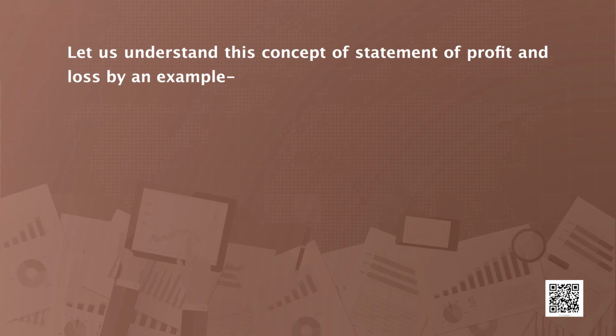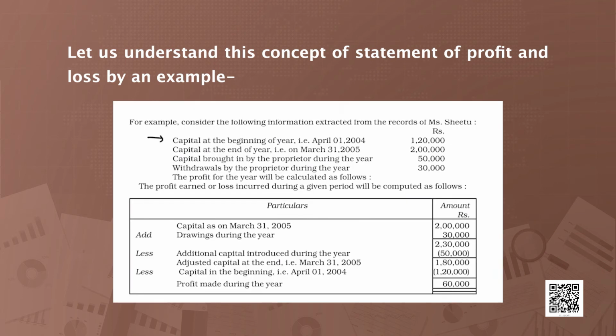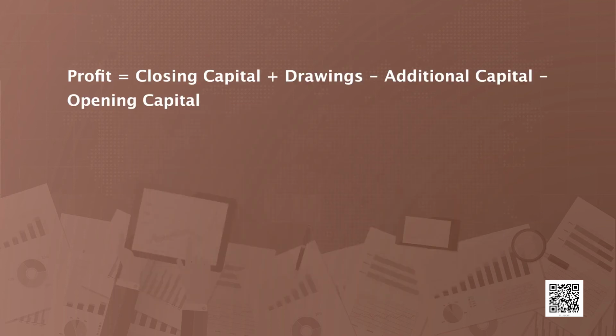Let us understand this concept of statement of profit and loss by an example. Here we go. Capital in the beginning of the year, that is your opening capital, 120,000. At the end of the year it is 2 lakh. Capital brought by the proprietor, that is additional capital, 50,000. Withdrawals, that means drawings, 30,000. And we are supposed to calculate profit or loss earned by the proprietor. Let me recall the formula for you.